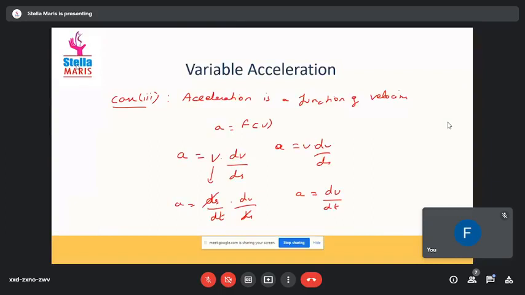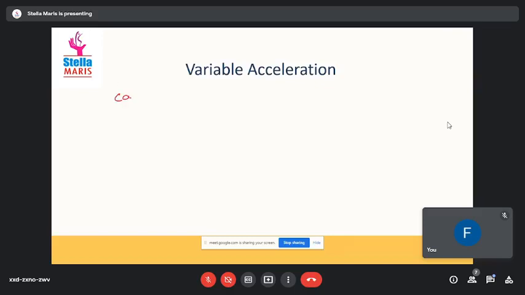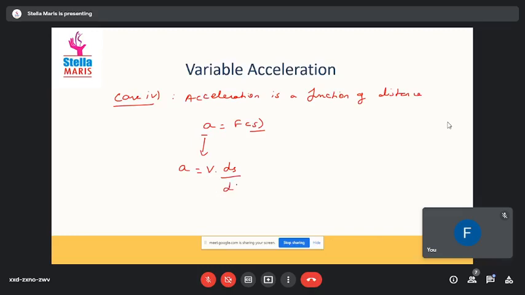Okay, so what is case 4? What is case 4? Acceleration is a function of distance, that is a is equal to f of s. If a given equation of motion is acceleration as a function of distance, then we write acceleration the same way as in the velocity part, that is velocity into dv by ds. So always remember this, dv by ds.